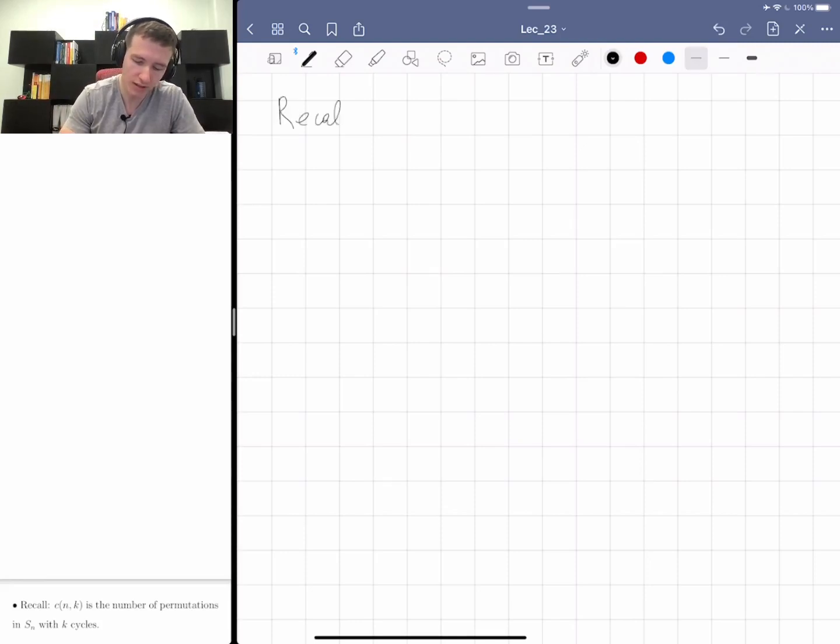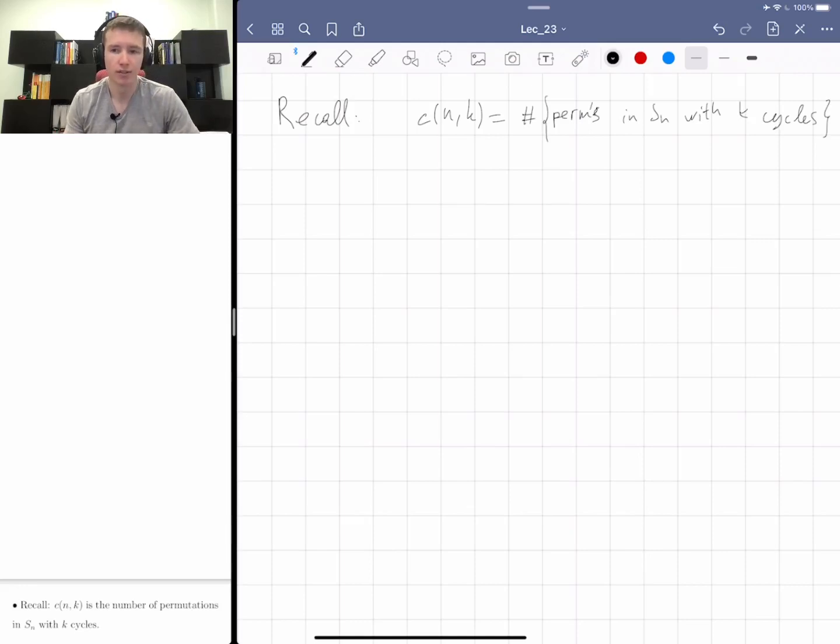So, let me remind you what I was doing last time. Last time I was doing generating functions, right? And there was the exponential formula, the permutation version. And today I'd like to use it to count the generating function for these c(n,k). So c(n,k) is, as usual, the number of permutations in S_n with exactly k cycles. It depends on two parameters, n and k, so I want to find a two-variable generating function.